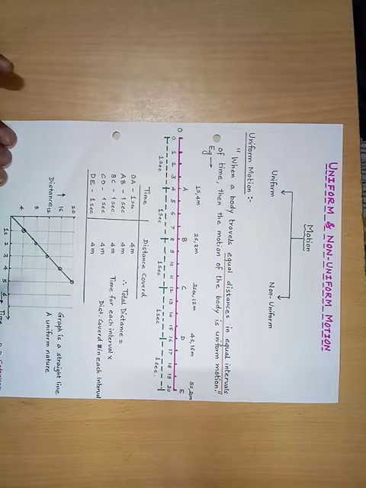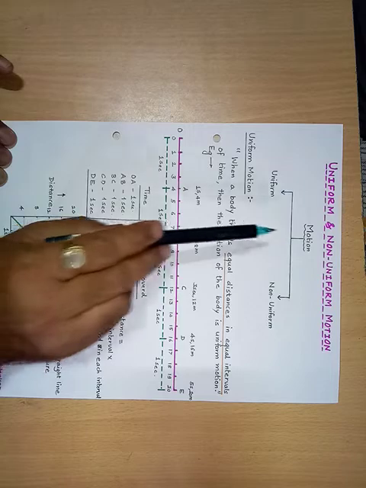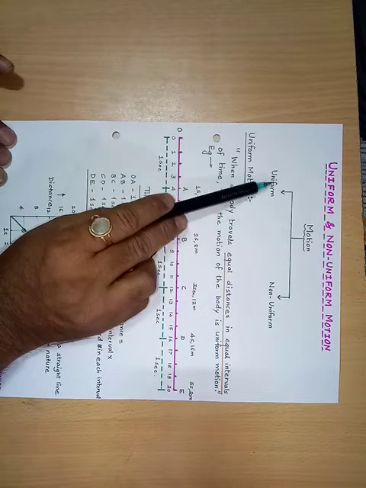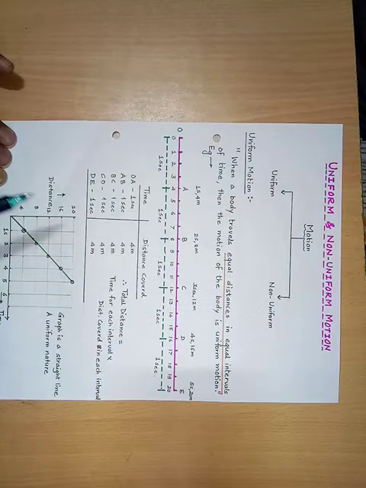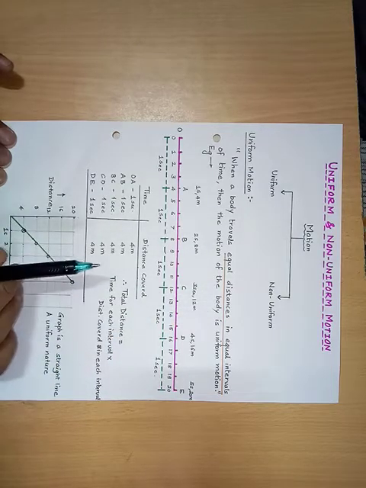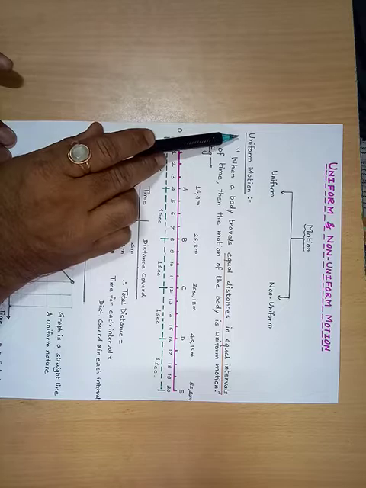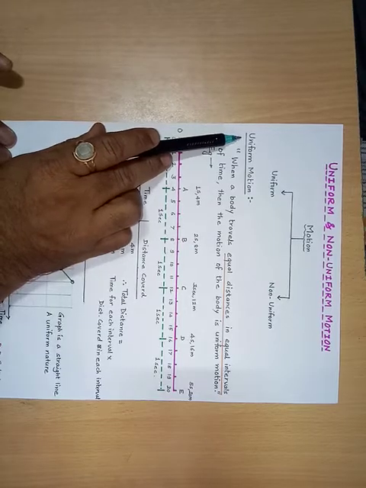So consider any motion of an object: it will be either a uniform type of motion or a non-uniform type of motion. Now we will try to understand, firstly, what is called uniform motion.